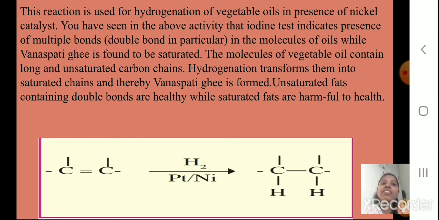You have seen in the above activity that the iodine test indicates the presence of multiple bonds, mostly double bonds, in the molecules of oil, while vanaspati ghee is found to be saturated. When you add it to the vanaspati ghee, you will find no change in the color. So we come to know that vanaspati ghee is already a saturated compound. The molecules of vegetable oil contain long unsaturated carbon chains. Hydrogenation transforms them into saturated chains, and thereby vanaspati ghee is formed. Unsaturated fats containing double bonds are healthy while saturated fats are harmful to health.